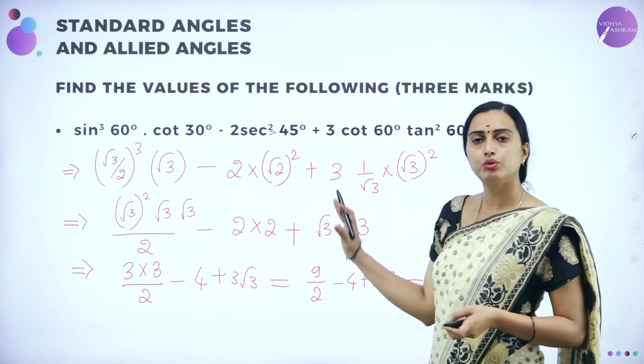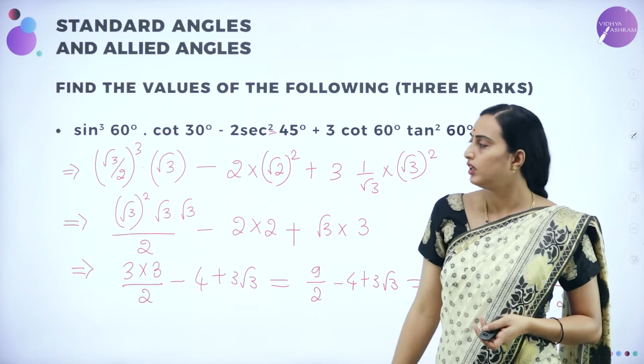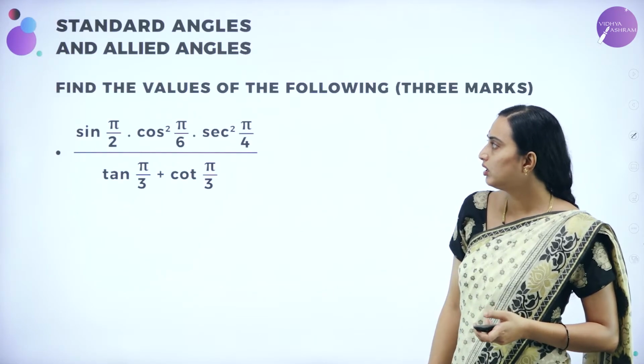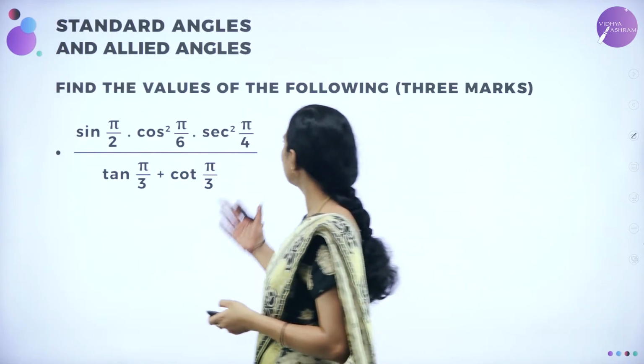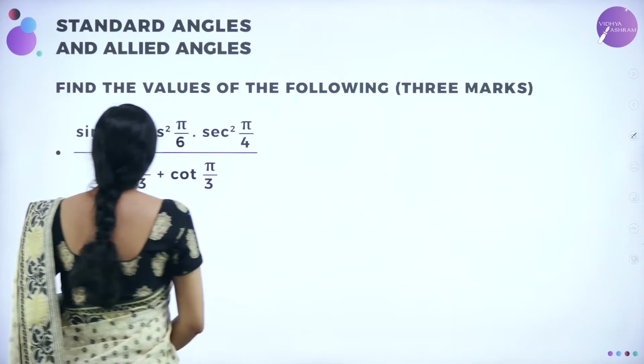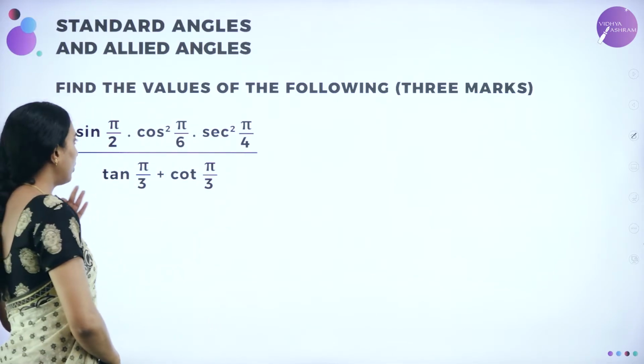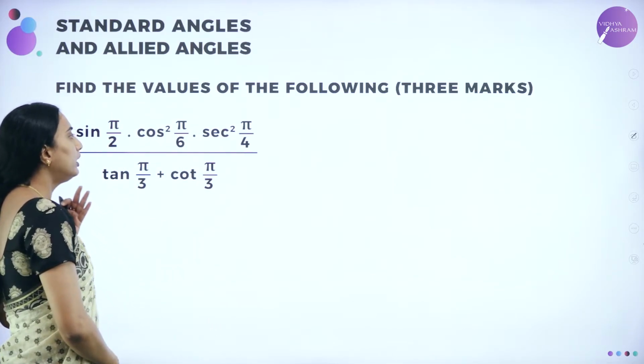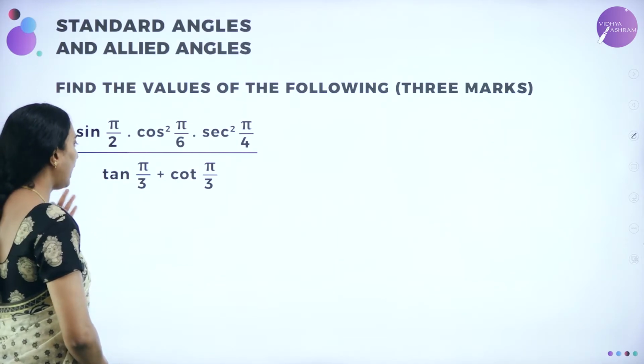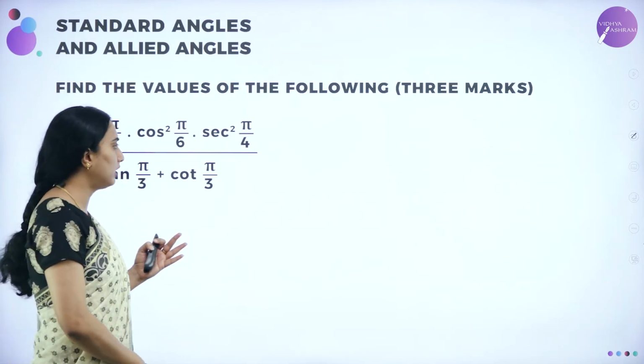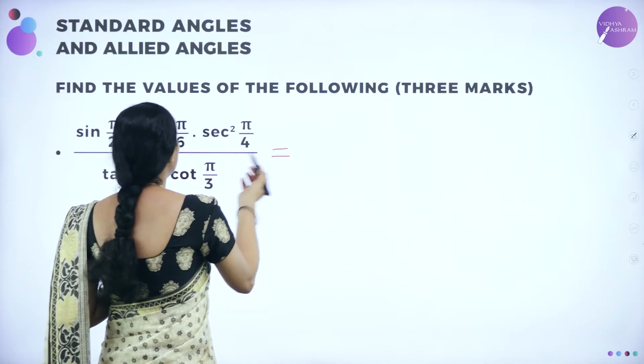I hope you got this procedure how to solve. We'll move on to the next question. What they've asked: find the values of the following, 3 marker: sin pi by 2, cos squared pi by 6 into secant squared pi by 4, tan pi by 3 plus cot pi by 3. So let me write the values here only.